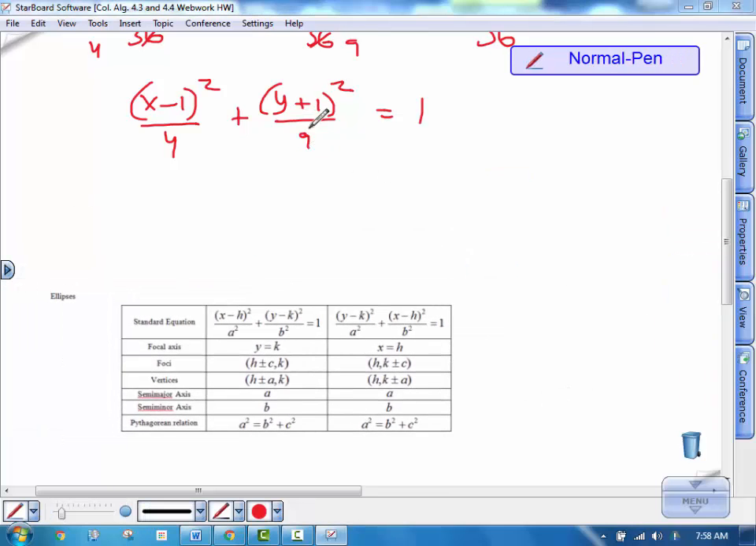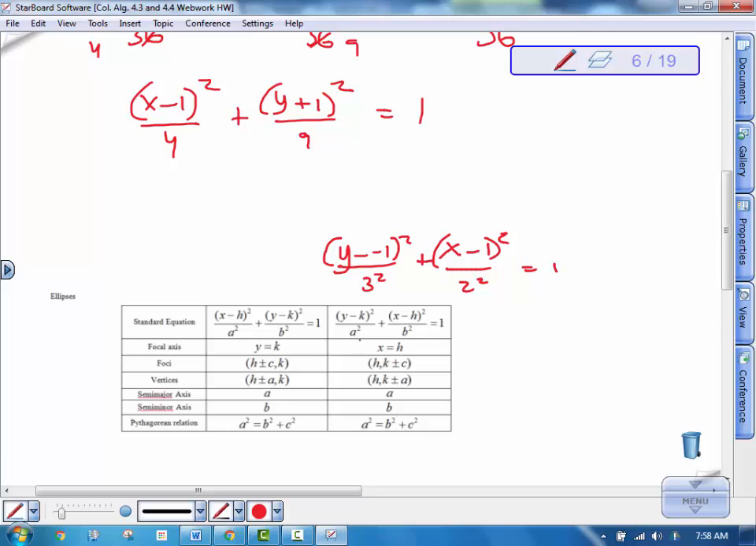First of all, the bigger number is underneath y in this case, so that's always a. A is always the length of the semi-major axis, which is half the length of the major axis. So in this case, a is underneath y. We have the bigger number underneath y, the semi-major axis, so that's written first in this form. I'll write it like this: y plus 1 over 3 squared plus x minus 1 squared over 2 squared equals 1. Just so you can see that a is 3, which is the length of the semi-major axis. So the major axis would be length 6.